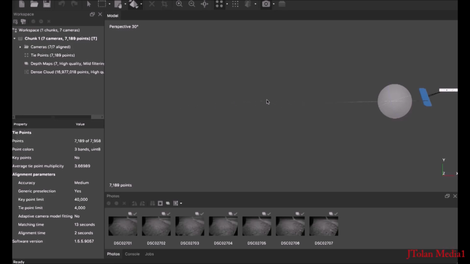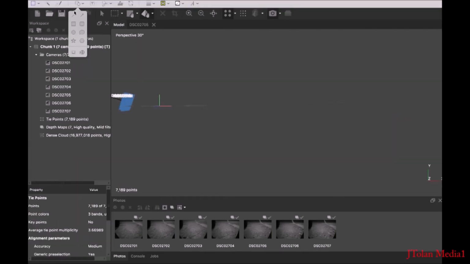Wow. This is amazing. So I'm going to do an analysis based on that dense cloud. So let's create a line and match it to the ground points.